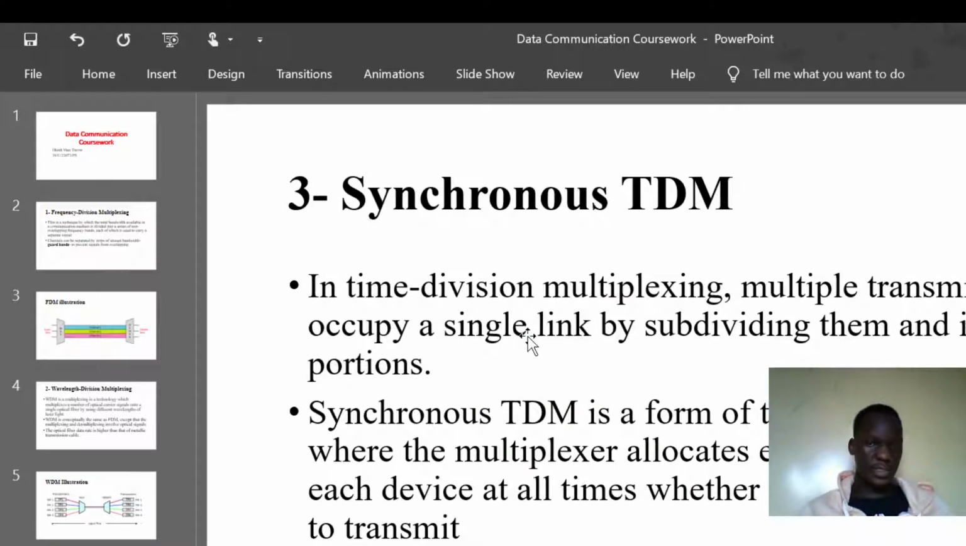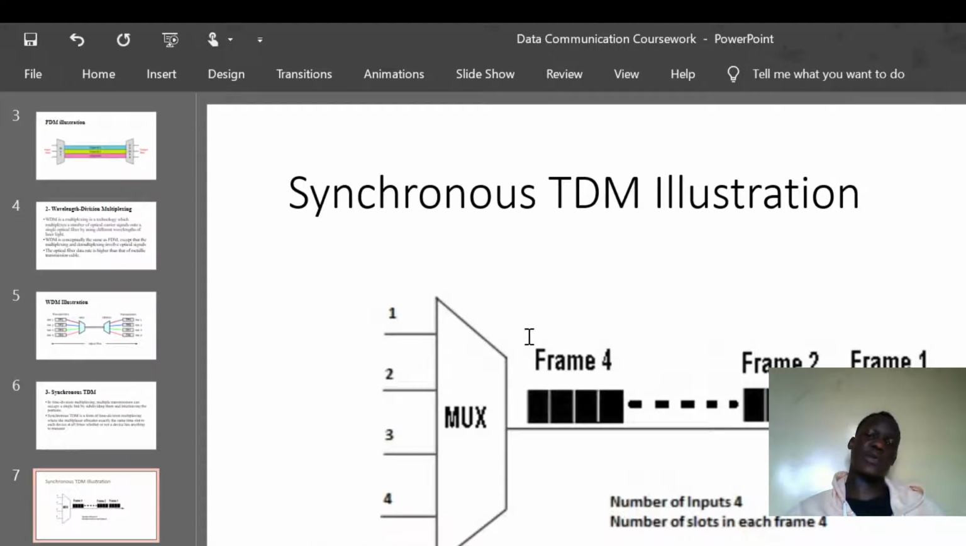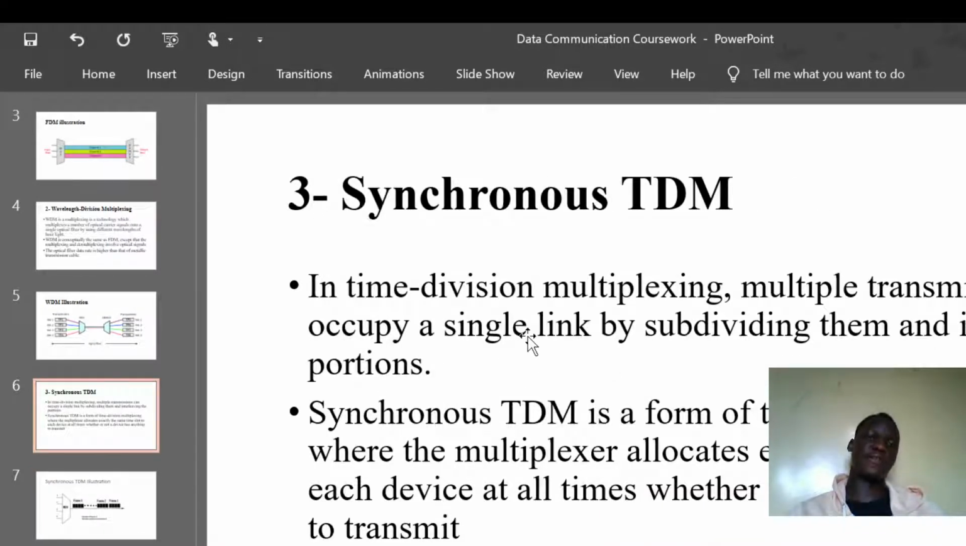So we go to synchronous time division multiplexing. In time division multiplexing, multiple transmissions can occupy a single link by subdividing them and interleaving the portions. Time frames are allocated to each transmission source, whereby that slot is meant solely for transmitting data from that specific source. Now, in synchronous time division multiplexing, each source has a slot in the time frame, and that slot is there even if the source is transmitting a signal or not. That's the feature of synchronous time division multiplexing.